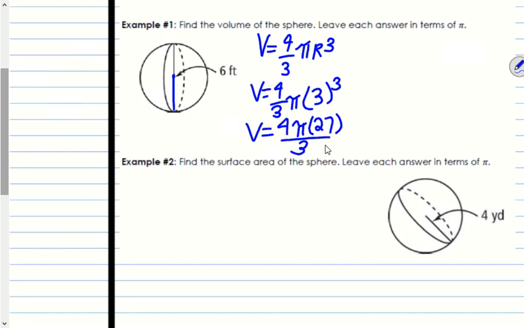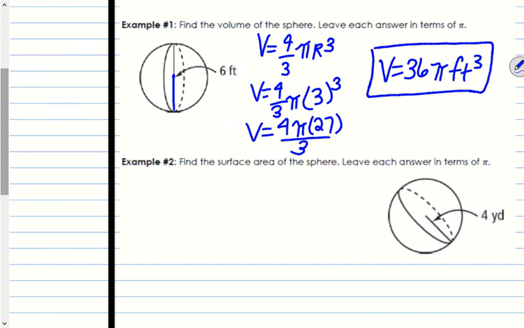And then 4 times 27 divided by 3 is 36. Volume equals 36 pi feet cubed. We left it in terms of pi, so we did not multiply out by pi. Okay, again, 4 times 27 divided by 3 was 36. Now we're going to find the surface area. Again, leave the answer in terms of pi.